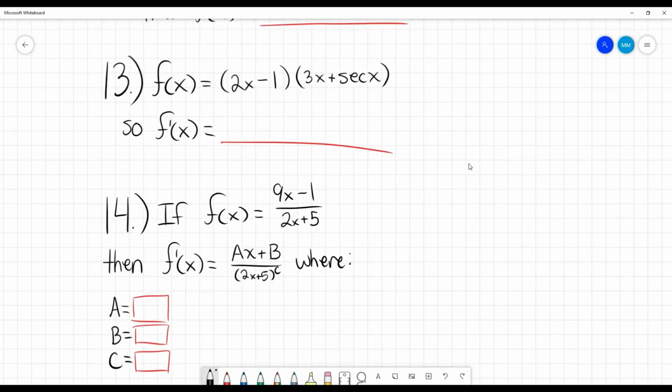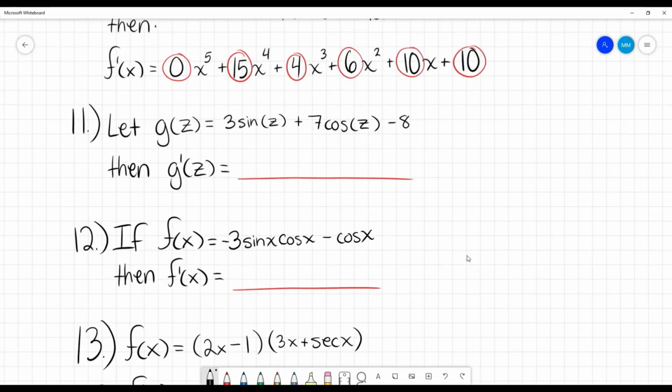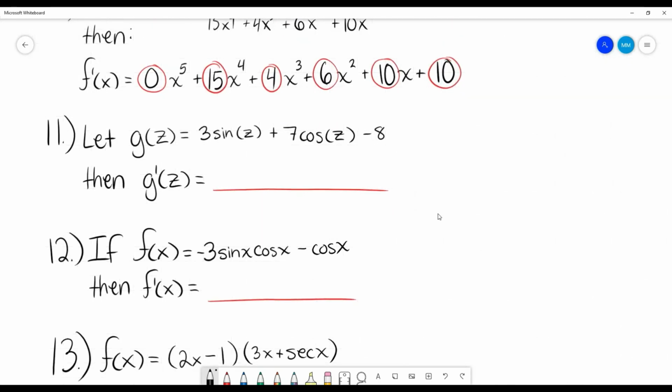Let's see, how many more questions do we have? Just a few. Okay, 6 it looks like. So for number 11, we have g of z equals 3 sine of z plus 7 cosine of z minus 8. Now, remember, if we've got a coefficient, it doesn't impact our derivative, right?